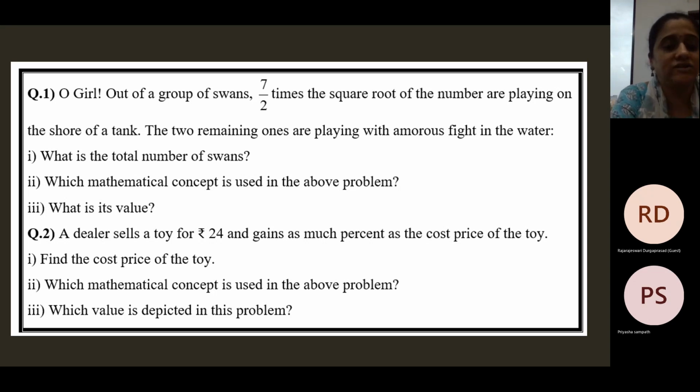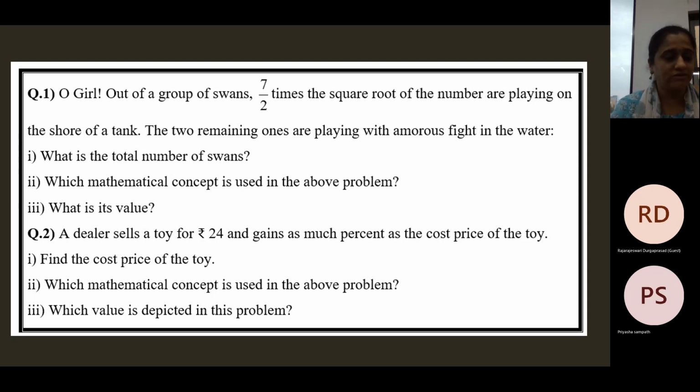So a dealer sells a toy for rupees 24. He sells it for 24. That's the selling price, and he gains as much percent as the cost price of the toy. So if the cost price of the toy is X, let the CP be X.